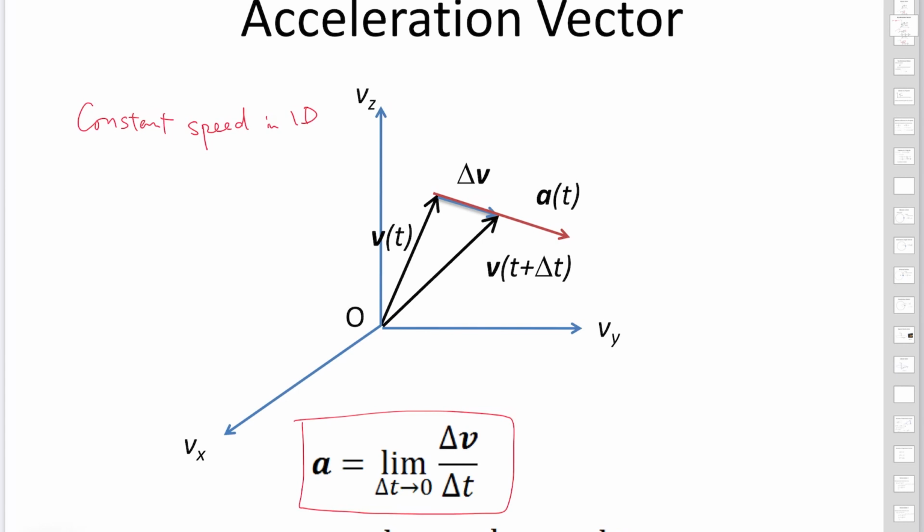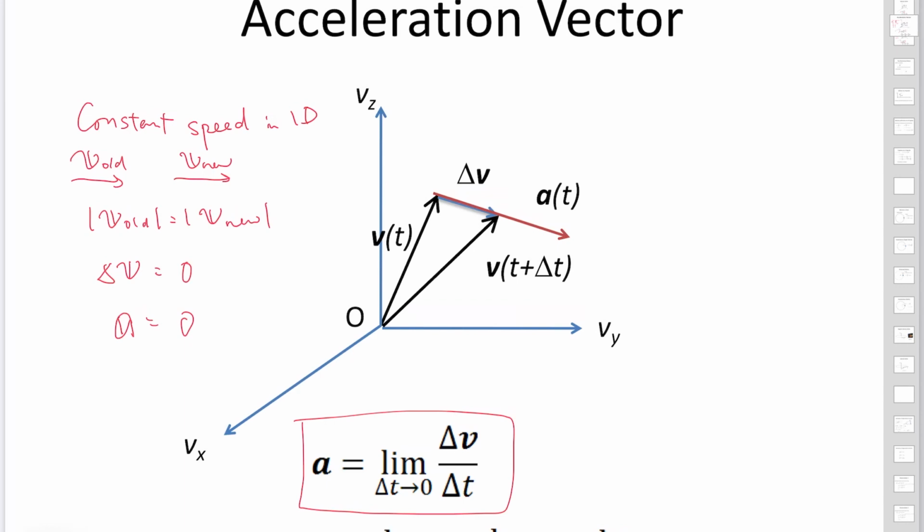One-dimensional motions. So this means velocity v sub old and v sub new. In this case, speed doesn't change, so the magnitude of v sub old is equal to the magnitude of v sub new. So in this case, delta v is exactly equal to 0. So acceleration in this case is 0. So if the speed does not change, then acceleration is always 0.